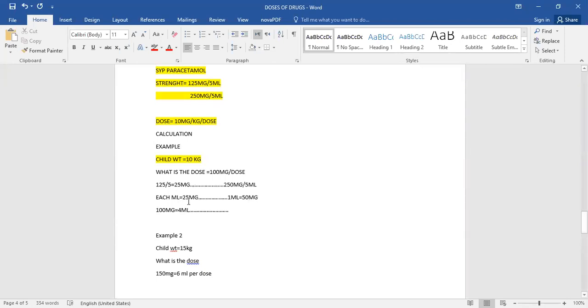As compared to this, it was 25 milligrams. Now it is 50 milligrams. So you will give the dose of 100 milligram, which is equal to 2 ml. So if the strength is changed, the ml is going to change.